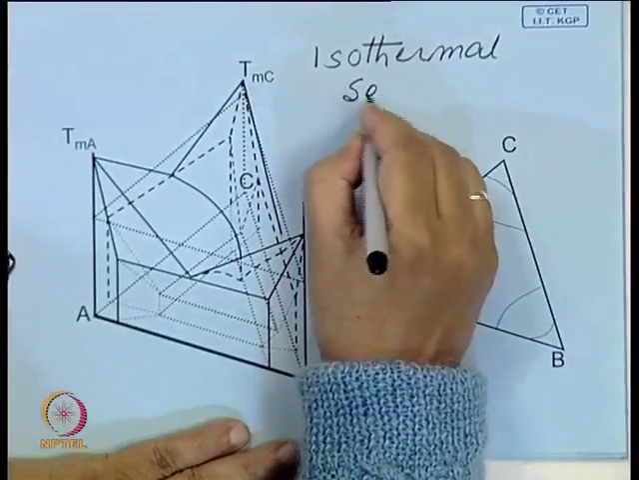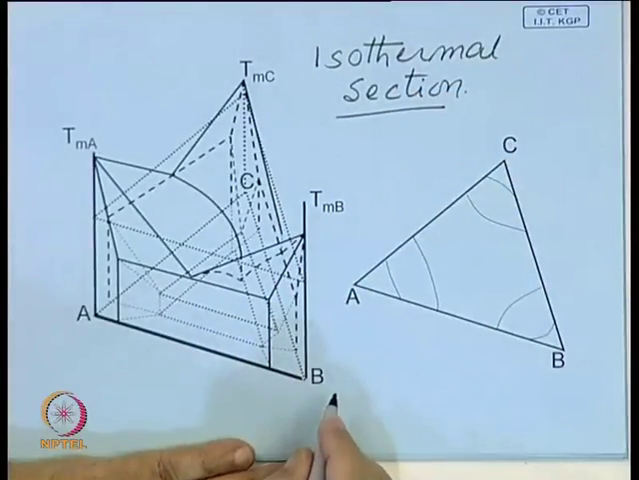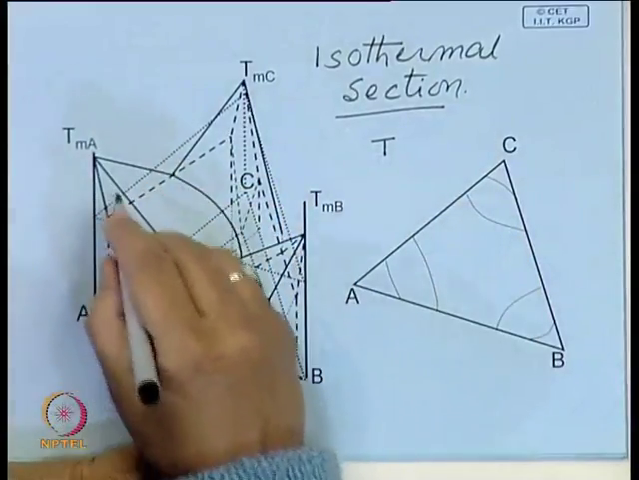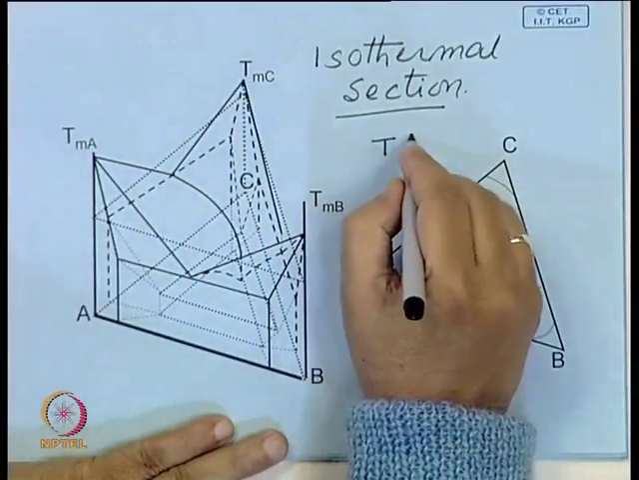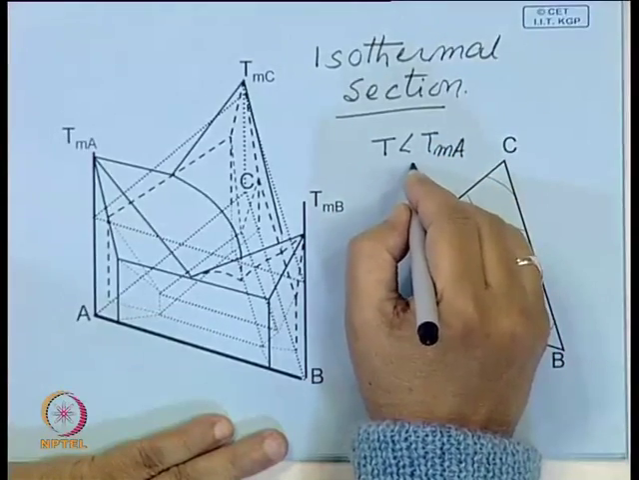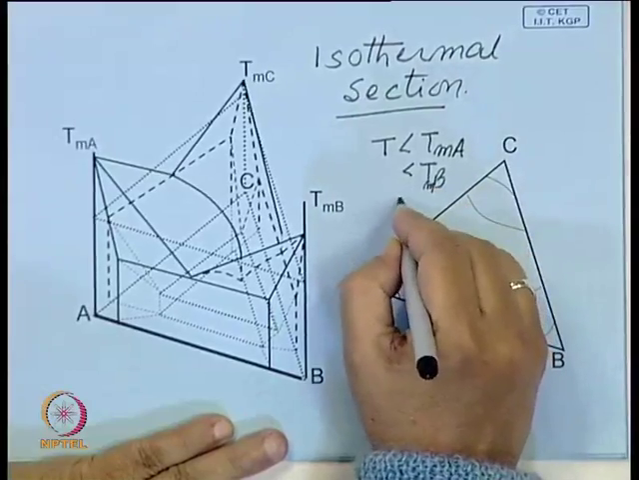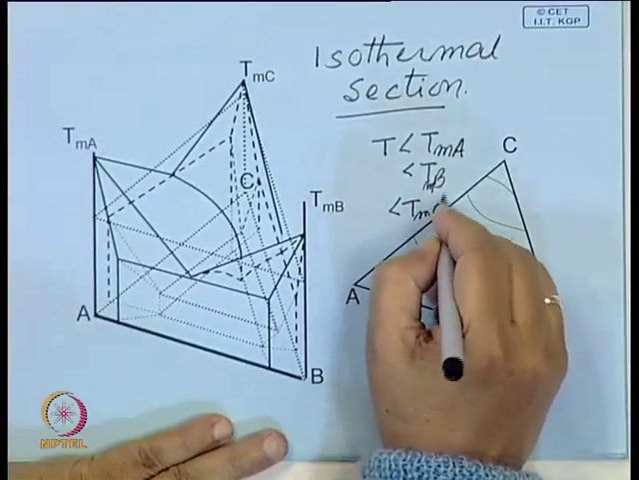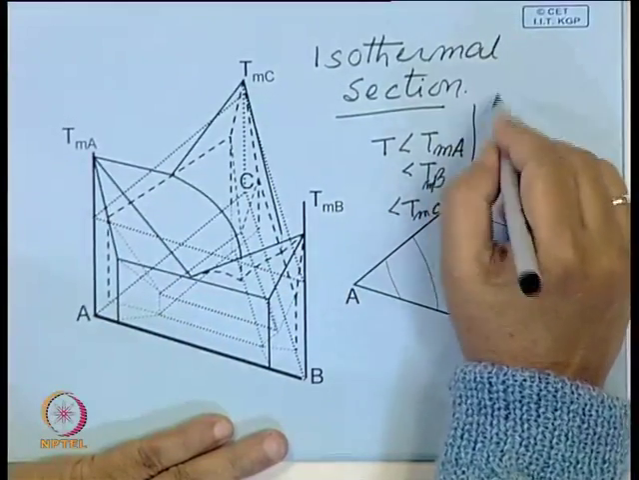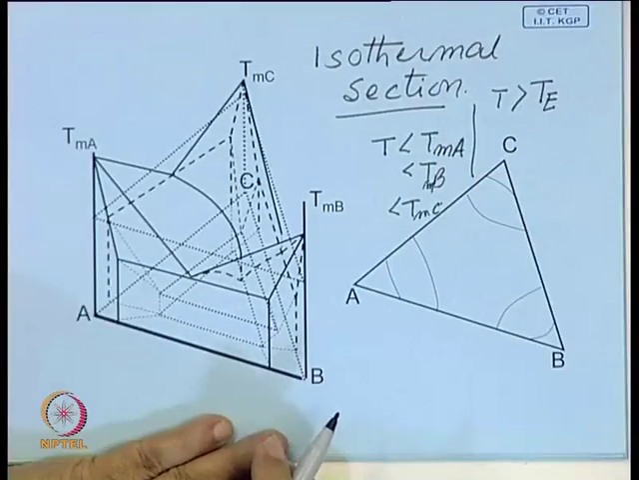Isothermal section, and we are taking it at a temperature T which is lower than each of these melting temperatures. This is lower than the melting point of A, this is also lower than the melting point of B, and lower than the melting point of C, but it is greater than the eutectic temperature.